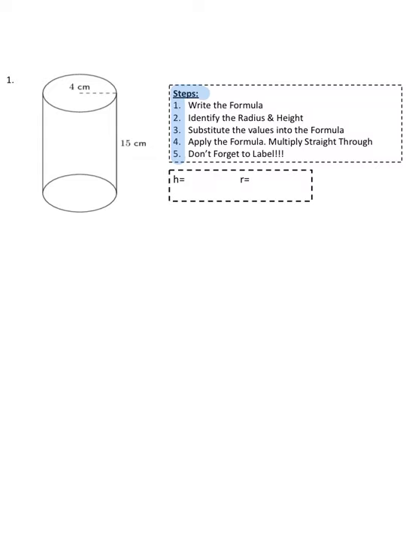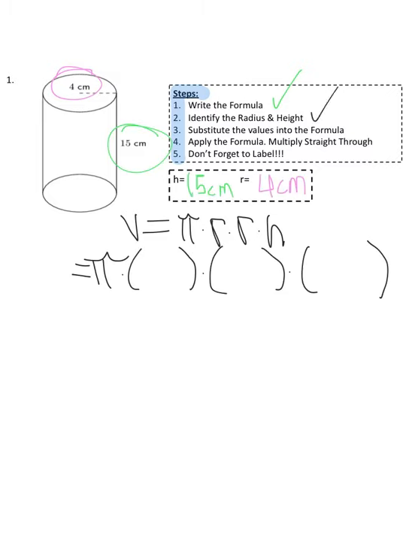What's step 1? Well, remember, it's write the formula. Okay, so we did step 1, which was write the formula, and now we need to do step 2, which is identify the radius and the height. So our radius is 4 centimeters, and our height is 15 centimeters. Step 2 is done. Let's move on to step 3, which is substitute the values into the formula.